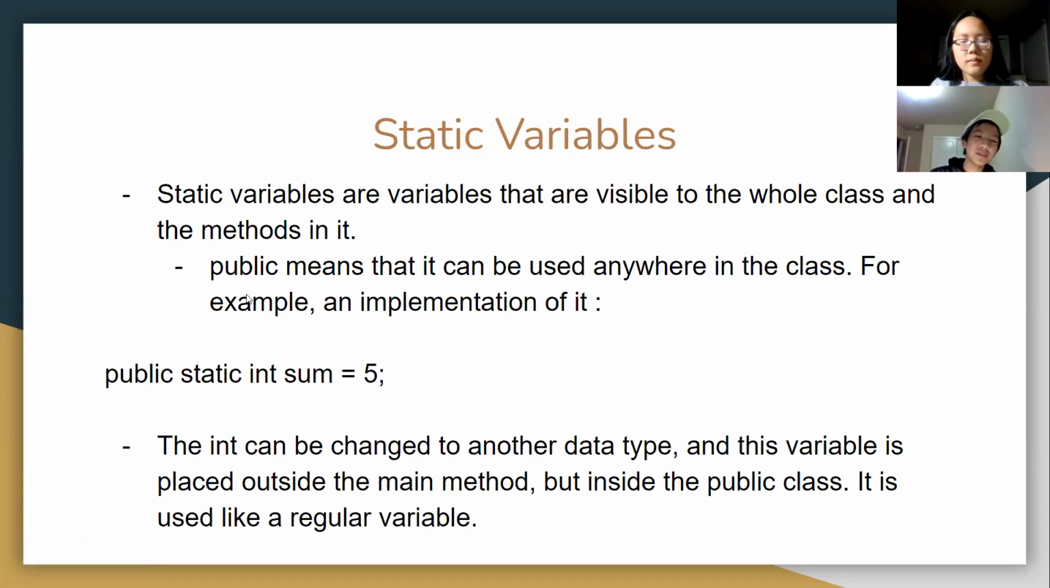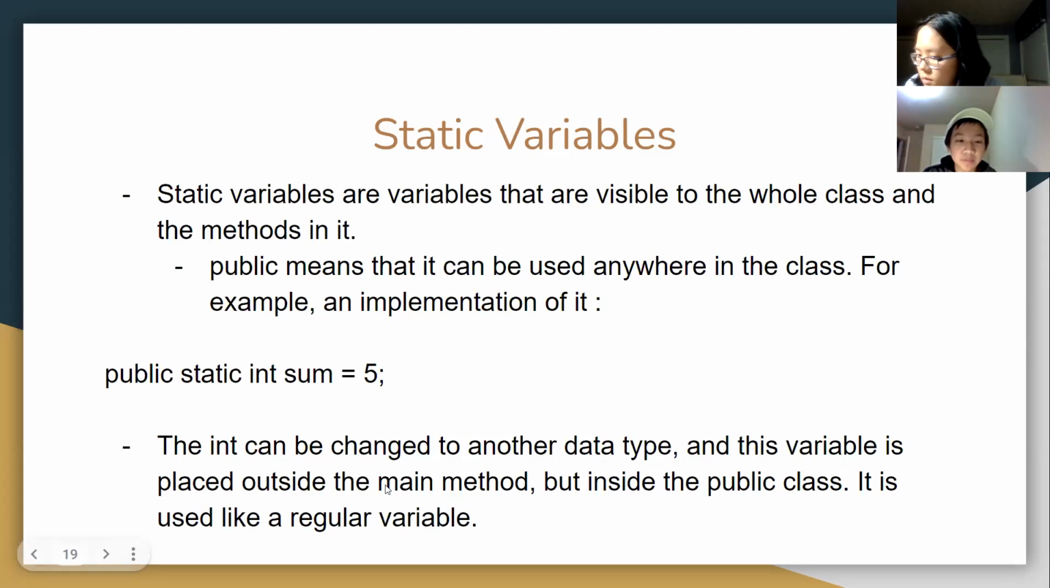It just says public means you can use it anywhere in the class. And let's say you have multiple Java files in a single folder. Public also makes this variable visible to programs in a completely different file. That's kind of interesting, I guess. And the int can be changed to another data type. It could be a double, boolean, whatever.